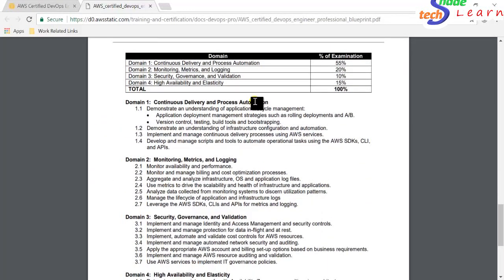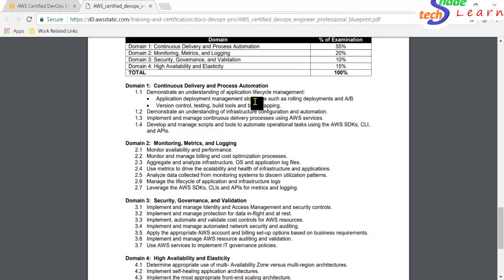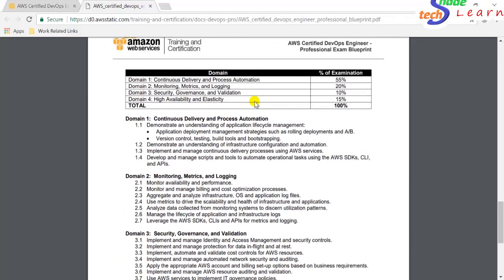And there are four domains basically where the questions will span. The first is continuous delivery and process automation. That will cover 55% of the questions. The second domain is monitoring, metrics, and logging. That will cover around 20% of the questions. Domain 3 is security, governance, and validation. That will cover 10%. And high availability and elasticity will cover 15%. That is the fourth domain. So this is how the distribution of questions will be in the AWS DevOps examination.